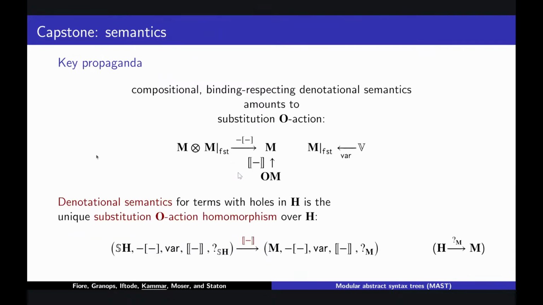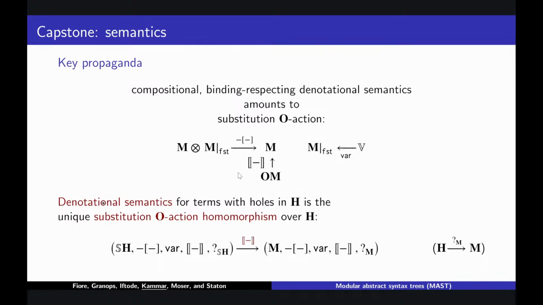So this is the point. I'm calling it a propaganda because I'm not going to actually give you any reason to think like that. So the propaganda is this: compositional binding respecting the notational semantics amounts to giving a substitution O action. That means giving a model M together with a way to embed variables and substitution and a semantics for each construct. The reason this is a propaganda is because all I'm going to do is show you a bunch of examples and say, think like this. But I'm not going to convince you why this is a good reason beyond this is how everything we do so far fits.